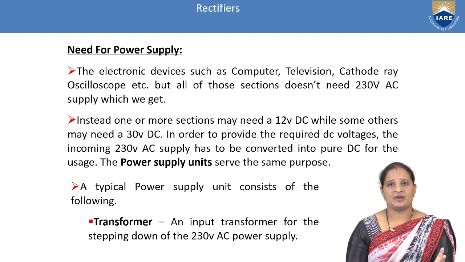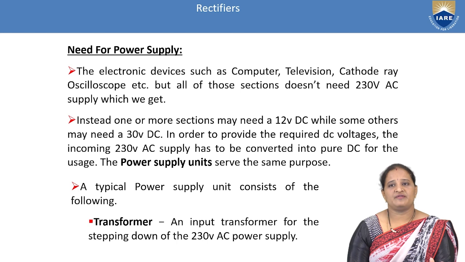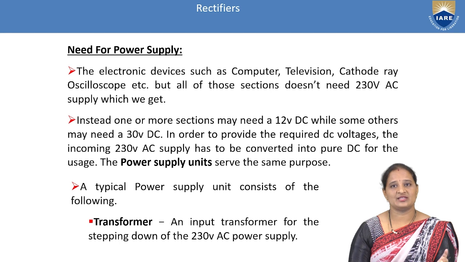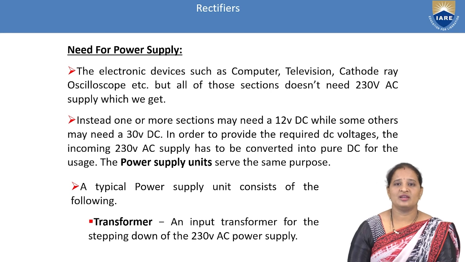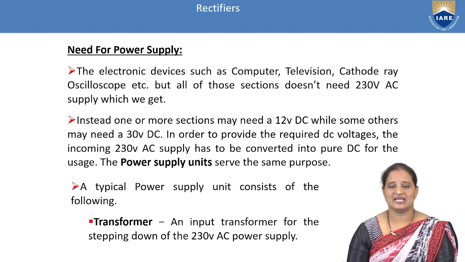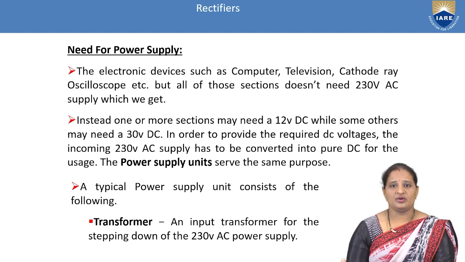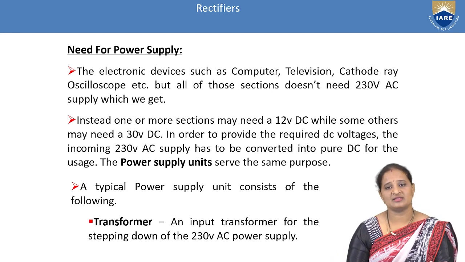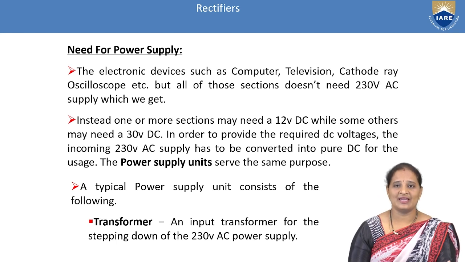So what is the need for a power supply? Most electronic devices such as computers, televisions, cathode ray oscilloscopes, and every home appliance require a DC voltage, a DC power supply, whereas we are getting AC supply from the mains, that is, 230 volts and 50 hertz AC supply. So in order to make the AC supply compatible with our electronic appliances, we need to convert the AC supply from the mains into DC.